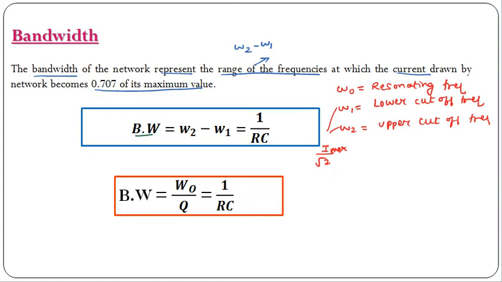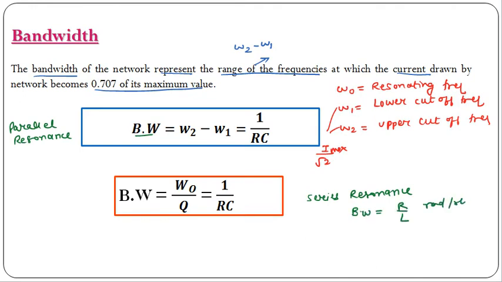So this is given by omega 2 minus omega 1. So in parallel resonance, the bandwidth formula is given by 1 by RC. In series resonance, what was the formula? Let me write here. In case of series resonance, the bandwidth formula is given by R by L in radians per second.